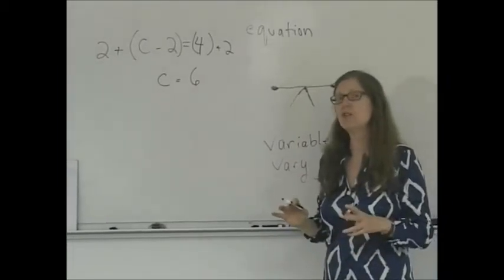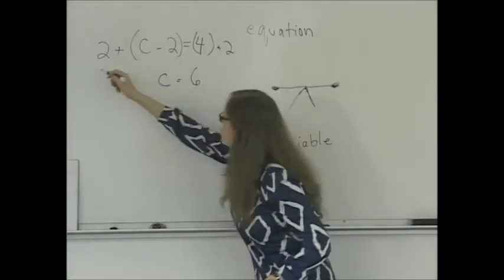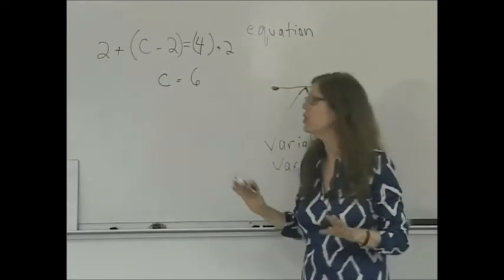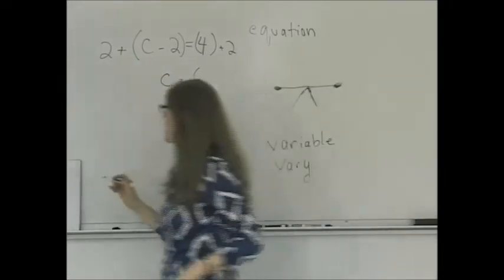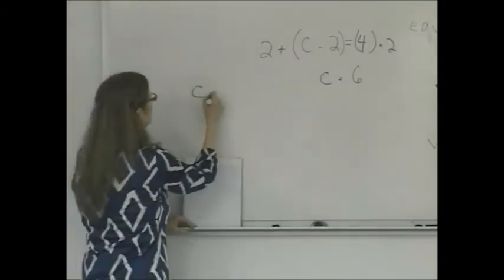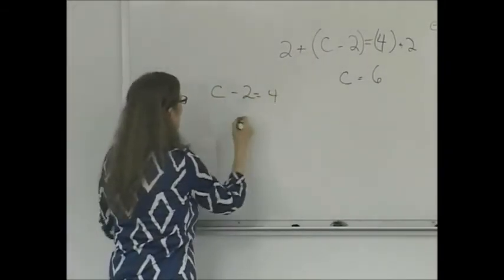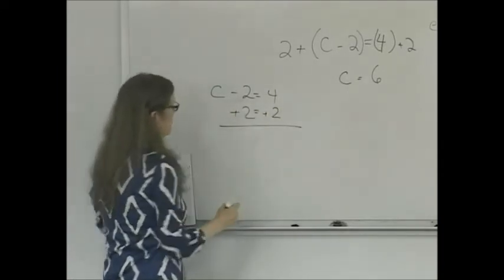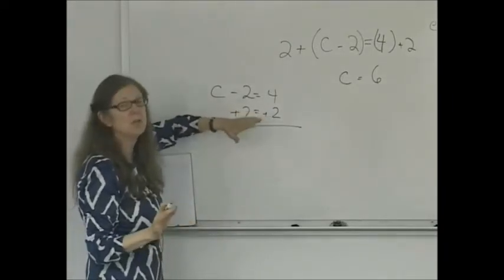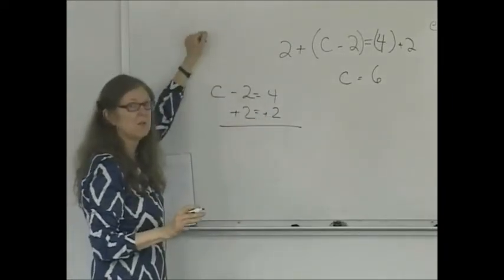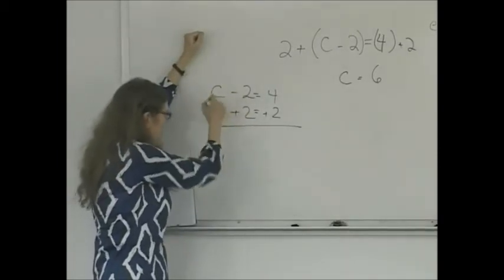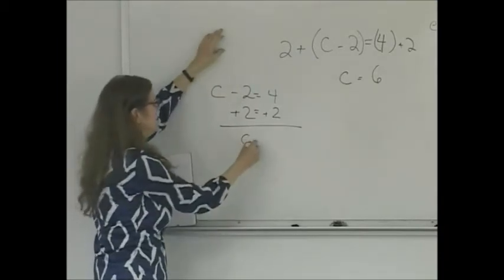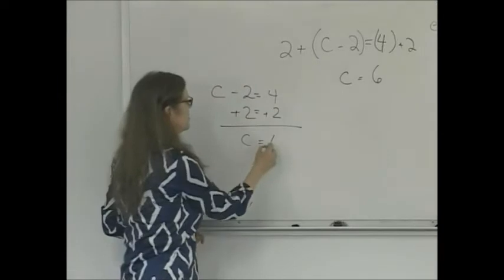Sometimes teachers encourage students to write this horizontally. See, I added 2 on each side. Sometimes teachers encourage students to write it kind of vertically. And I'll show you what that looks like. C minus 2 equals 4. Add 2 to both sides. In fact, I could even say 2 equals 2. So I could really even express this as another equation. And so I take all this and add it together. C minus 2 plus 2 is C plus 0, which is C. 4 plus 2 is 6.